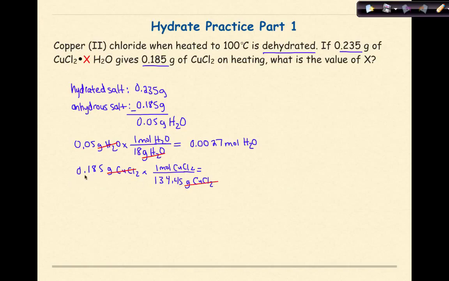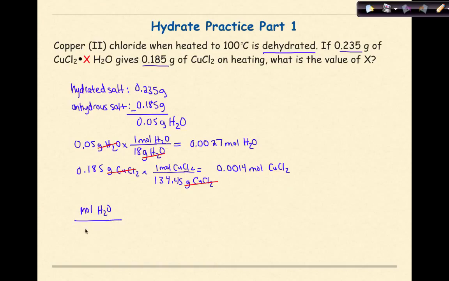So if I multiply 0.185 times 1 divided by 134.45, I find that I have about 0.0014 moles of CuCl2. So just a little review of what we've done so far. We've taken our mass of our hydrated salt and we subtracted the mass of our anhydrous salt and found our mass of water. We converted our mass of water into moles, and we converted the mass of our ionic salt also into moles.